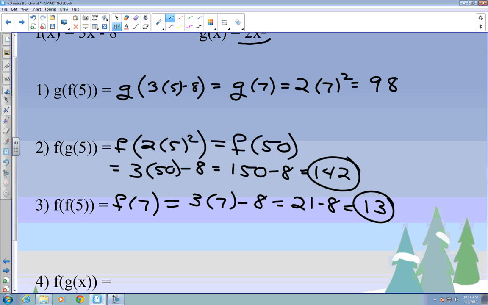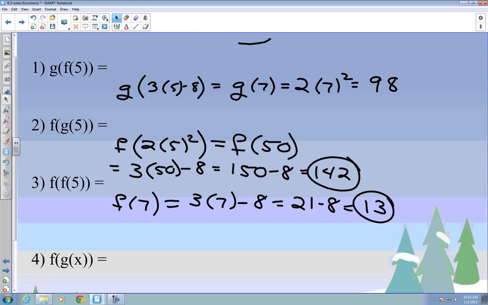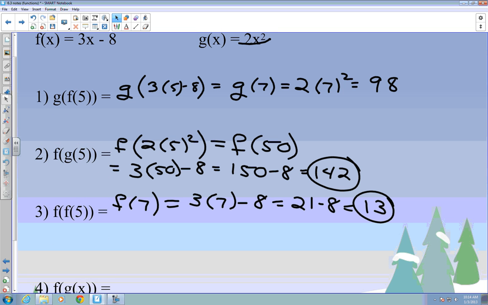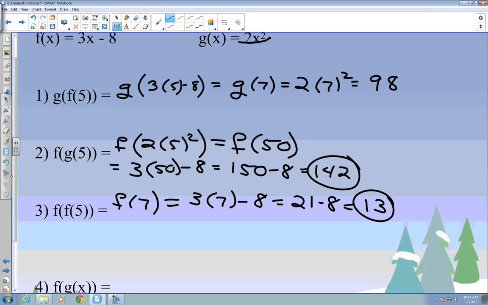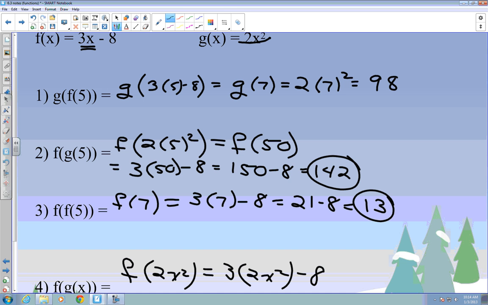And then the trickiest one, always this last one is the tricky one. So I've got f of g of x. So f of the g of x is 2x squared. And then in the f function, I'm going to replace the x with 2x squared. So I have 3 times 2x squared minus 8. Just substitute directly. And then you simplify your remaining answer. So I've got 6x squared minus 8. That's an x, believe it or not.